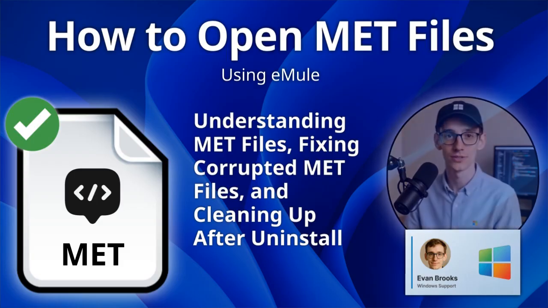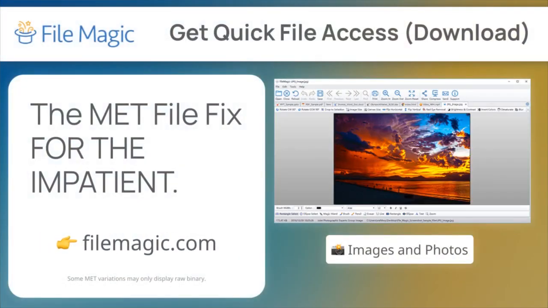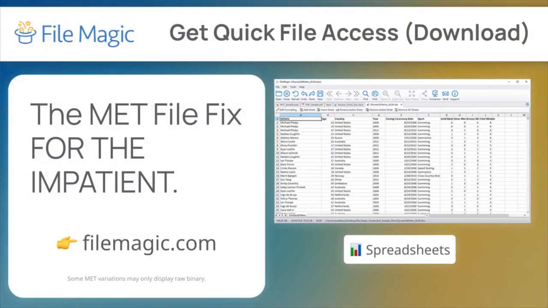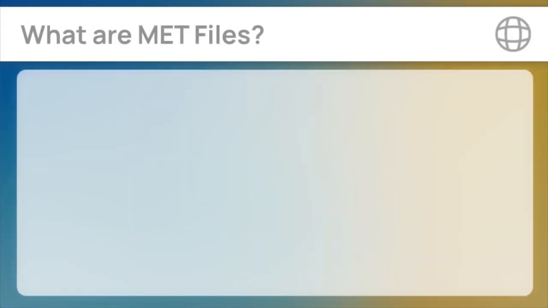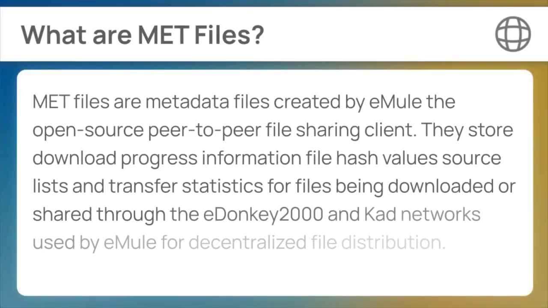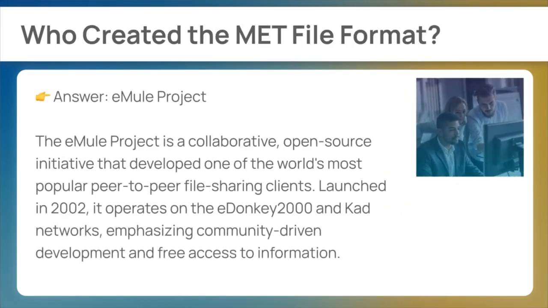I'll explain the structure. The fastest way to confirm a file's state is with a dedicated file reader. It's better at handling MET files with integrity issues than most dedicated programs. MET files are metadata files created by eMule, the open-source peer-to-peer file sharing client. They store download progress information, file hash values, source lists, and transfer statistics for files being downloaded or shared through the eDonkey 2000 and CAD networks used by eMule for decentralized file distribution.